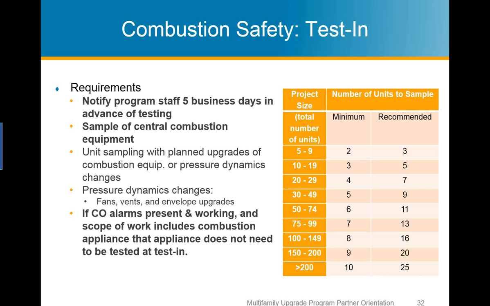One of the requirements that was also a requirement last year is that when you are scheduling your combustion safety testing, please notify the program staff 5 business days in advance of testing. This allows us to contact PG&E and notify them that you'll be conducting combustion safety testing at projects. Sometimes they will have their staff come on site, if they're available. Other times, they'll just be notified that there is a contractor in the area performing testing this day, just to give them a heads up that they might be receiving calls from this address.